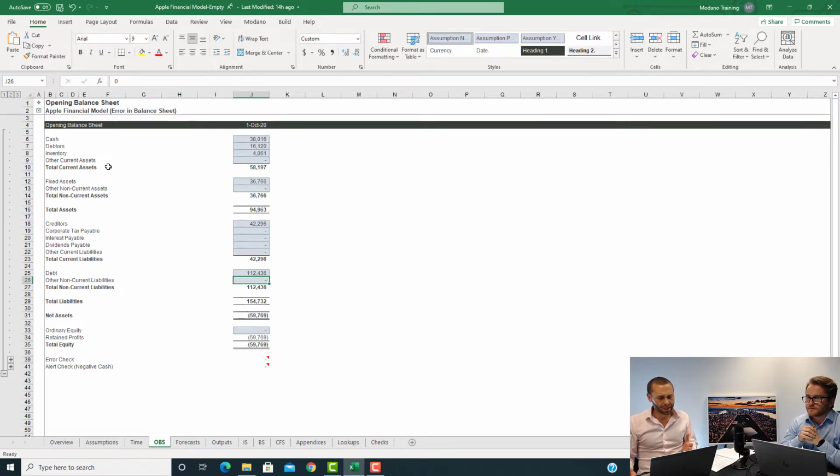So you see here now, that's obviously gone through the balance sheet. The opening balance sheet's balancing because that's got the plug, but the actual financial statements aren't balancing, and that's because we now have a debt balance on our opening balance sheet. We don't have debt balances going through the financials.